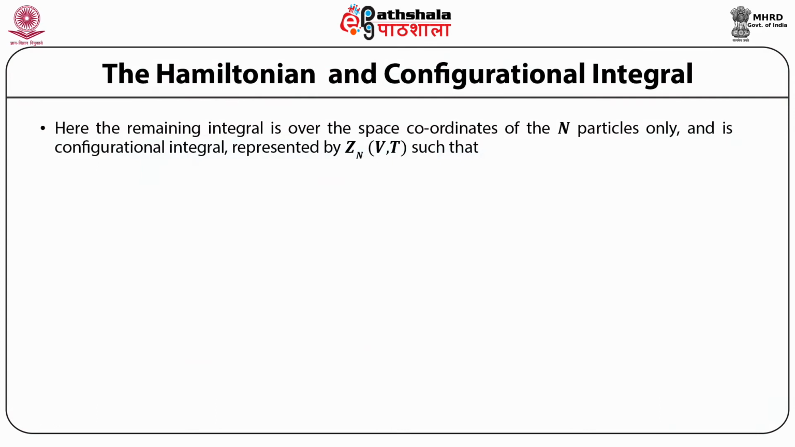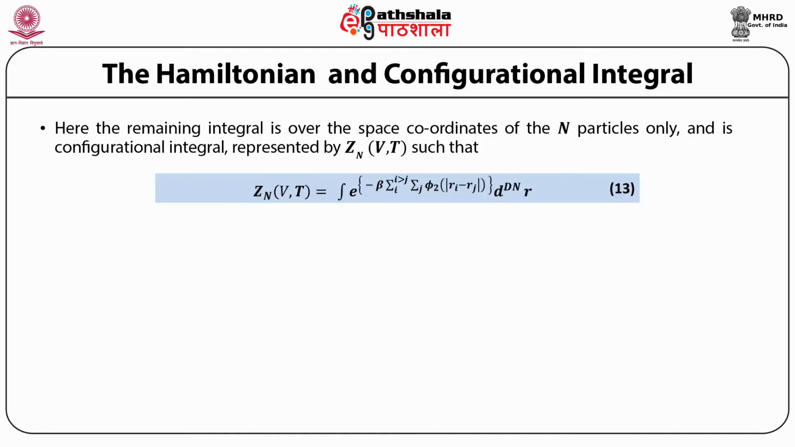Here the remaining integral is over the space coordinates of the n particles only and is called the configurational integral, represented by Zn as a function of V and T, such that Zn of V and T is equal to the integral of e raised to power minus beta summation over i greater than j, summation over j, phi 2 as a function of modulus of Ri minus Rj d^dn r.